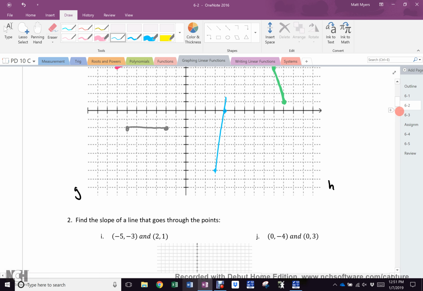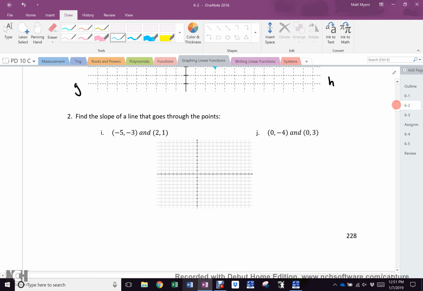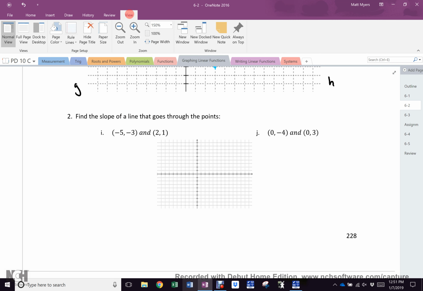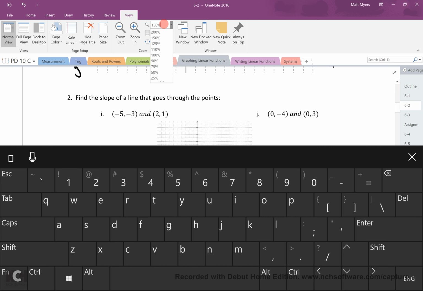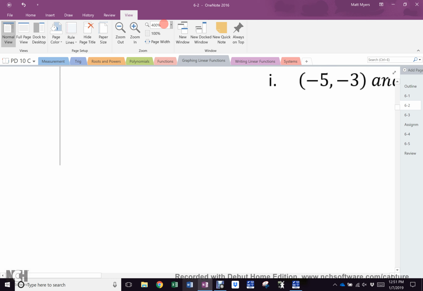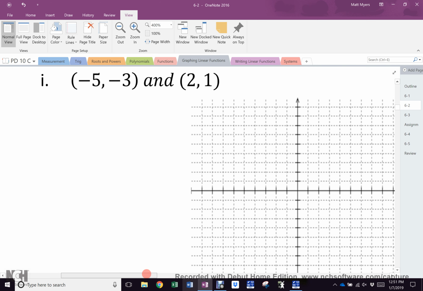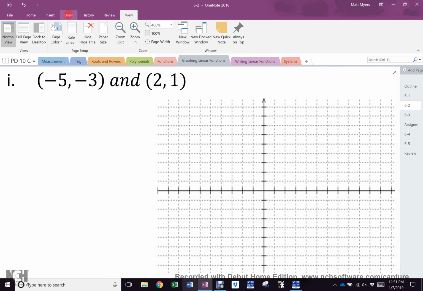Good. Now, look at 2. Do I still have a graph? Excellent. Can I put these 2 points on this graph? Excellent. Let's do so. Where would negative 5, negative 3 be? While you're doing that, I'm going to be zooming in, because for this, it's nice to have this very large. Where would negative 5, negative 3 be?